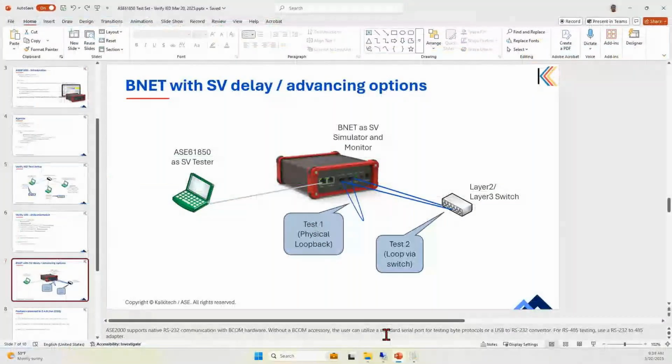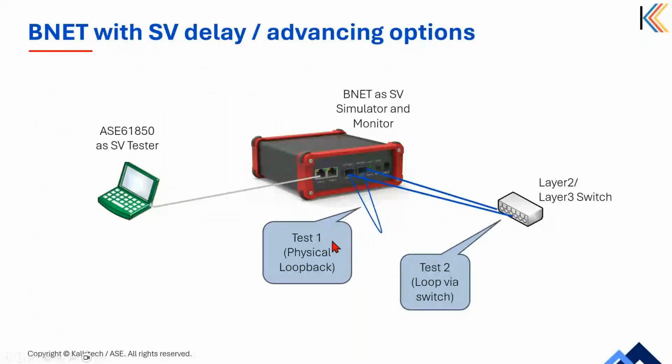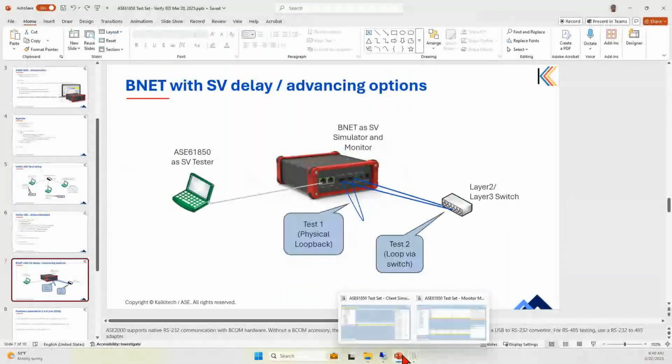Right now we are running with the physical loopback, connecting a cable from port C to port D. Now let us loop it through the switch and see the difference. I'll physically change the connections. I have removed the port D and connected a cable from the switch to port D. Okay. Now let us go back to our scenario.